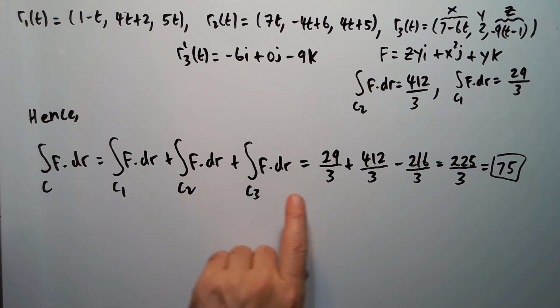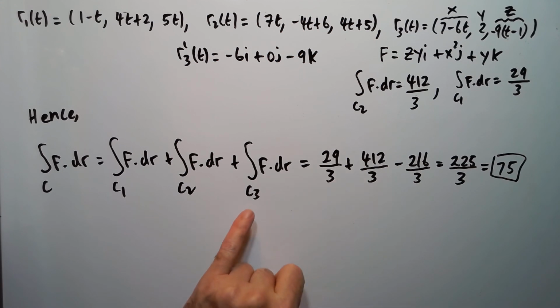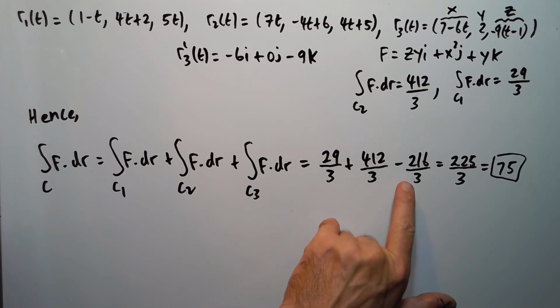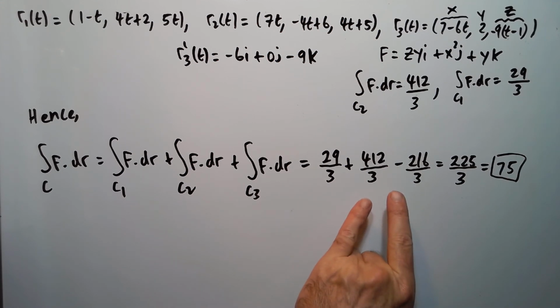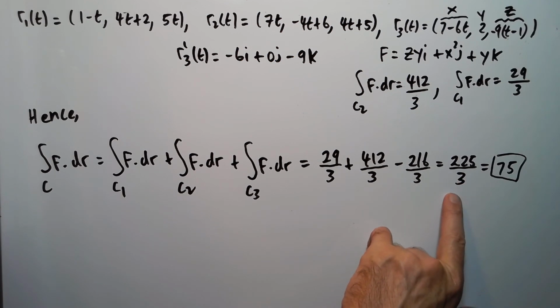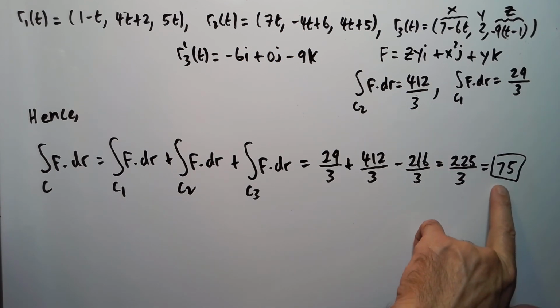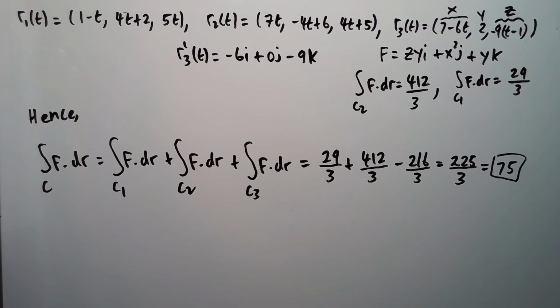Over C1 we found 29 over 3, over C2 we found 412 over 3, and over C3 we just found negative 216 over 3. When you add those, it's 225 over 3, and you can check that reduces to 75. And that's the same answer as we got in part 1 of the video.